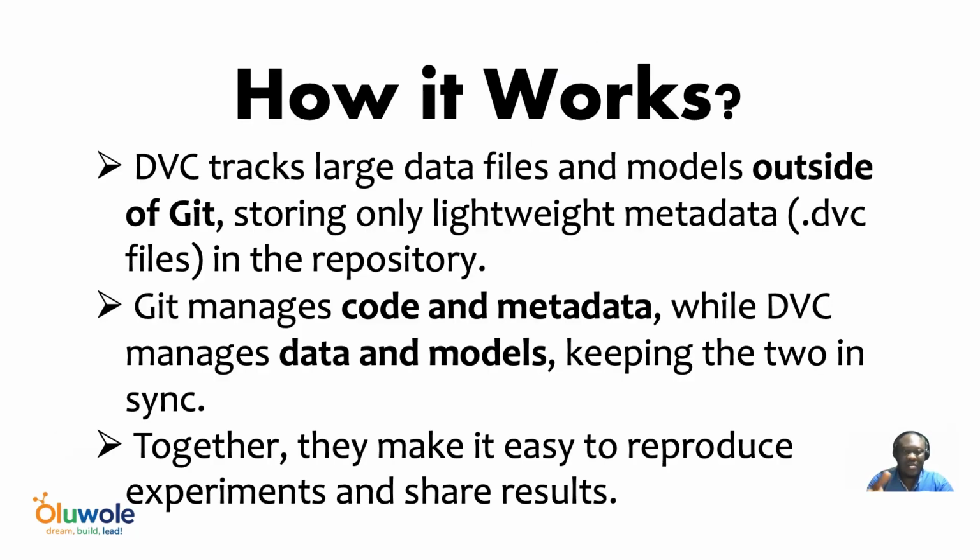Then how does it work? Your DVC tracks your large data types and models outside of Git. It stores only the lightweight metadata. What is metadata? It stores what you need, not the complete data. It's not too heavy, and it stores it in your DVC repository. So Git now manages your code and metadata, while DVC manages your data and the model.